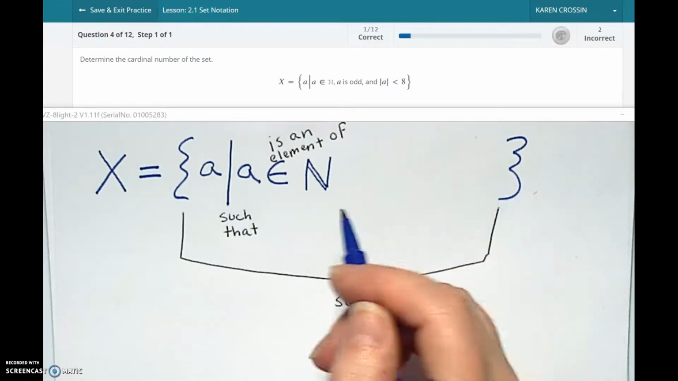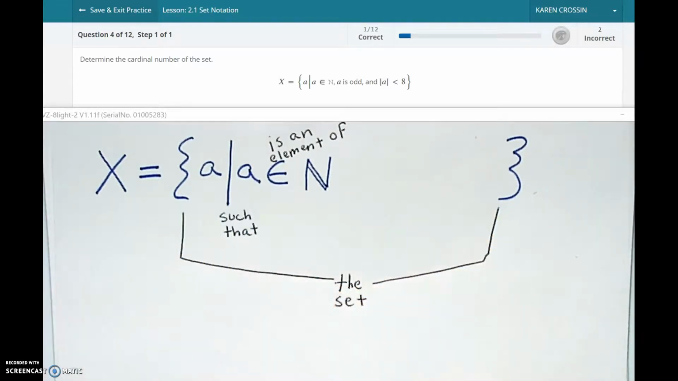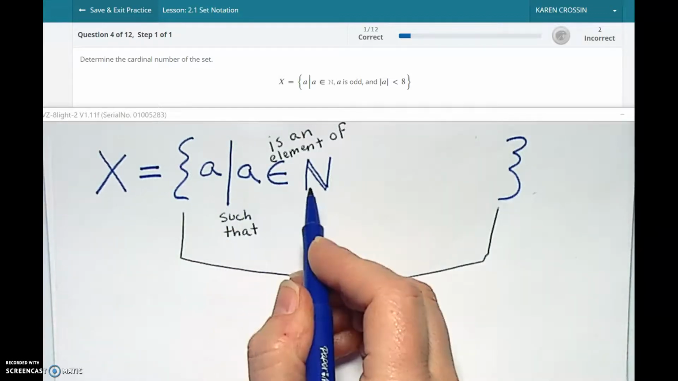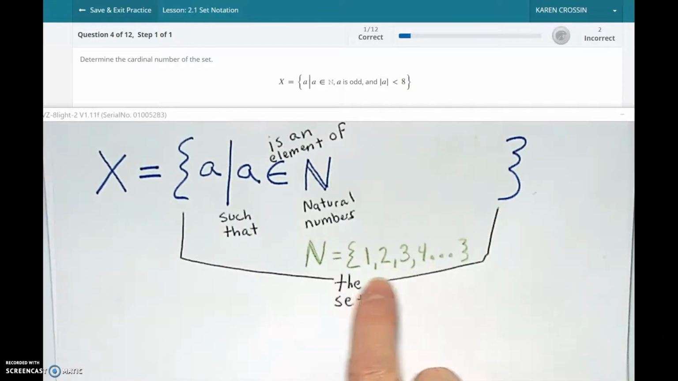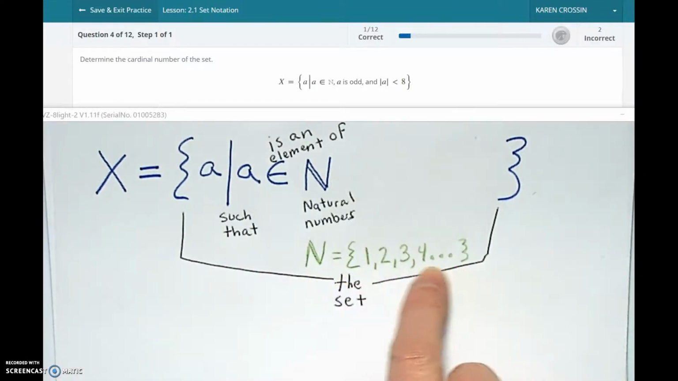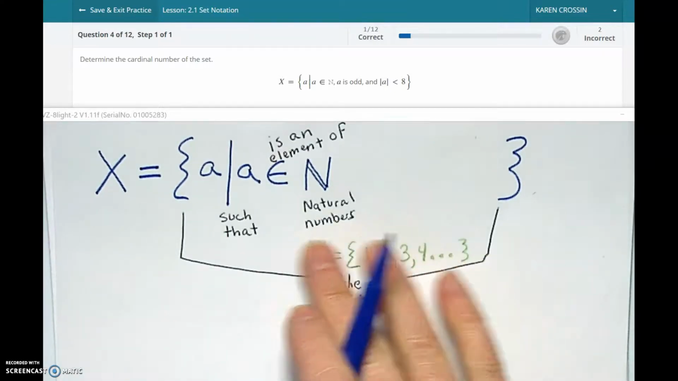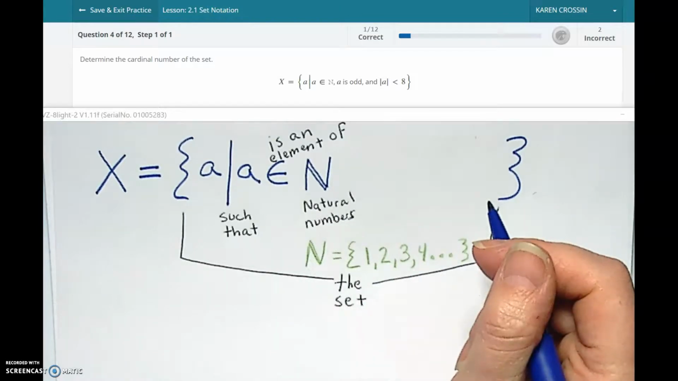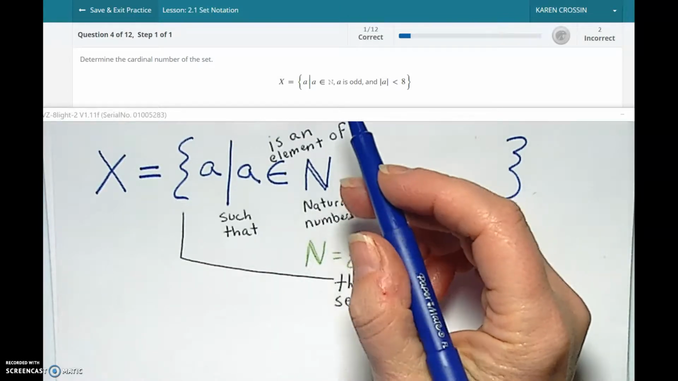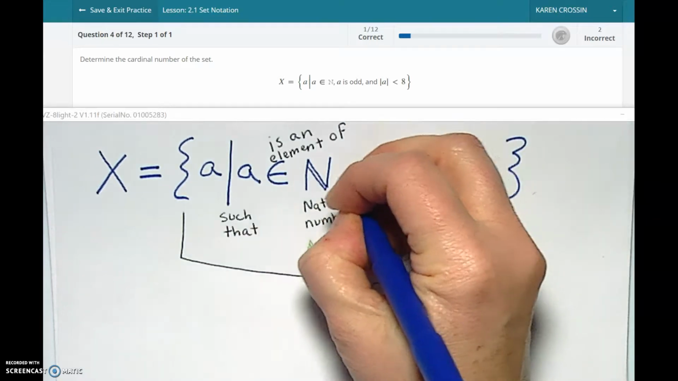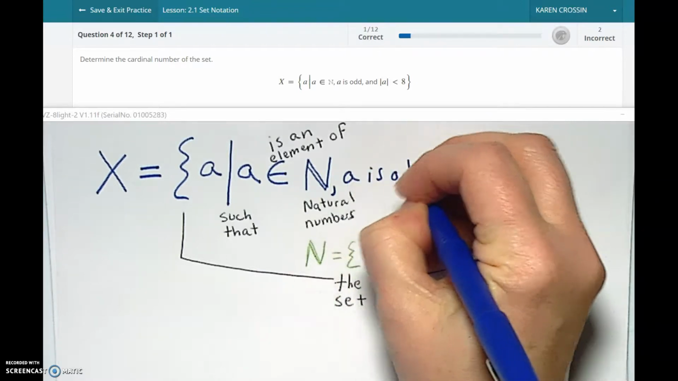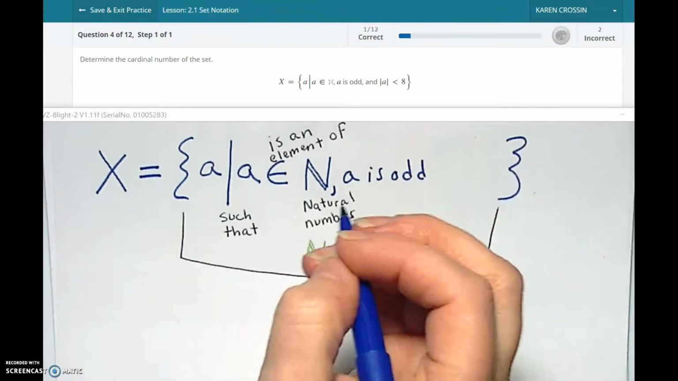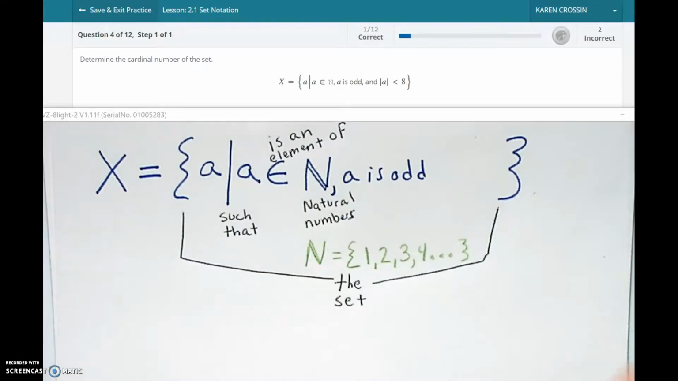Okay, so we've got A such that A is an element of all natural numbers, which I'm going to write down really quick. Natural numbers are the numbers we all knew in kindergarten that come naturally: 1, 2, 3, 4, 5, 6, 7, 8, and so on. I used green because green is nature. Okay, so we've gotten through N, and then we have a comma. And then we have A, our variable or element, is odd.